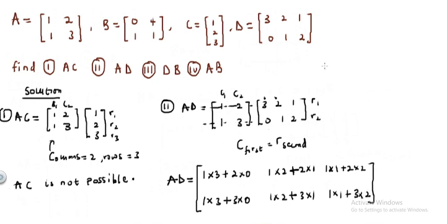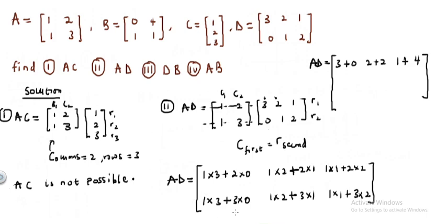I'll need space, so I'll write it here. My matrix AD will be around here, and then this is 1 times 3, which is 3, plus 2 times 0 is 0. Then I move on to the second column. 1 times 2 is 2, plus 2 times 1 is 2. I move on to the third column. 1 times 1 is 1, plus 2 times 2 is 4.